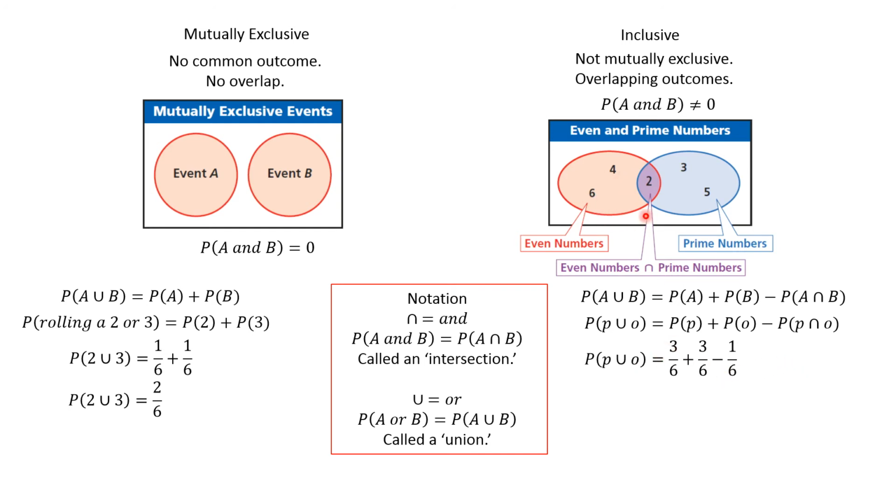But 3 over 6 for even, 3 over 6 for prime, then minus the 1 over 6 for the overlap where it's both even and prime, because we just counted the 2 twice. I can clarify that if needed with an accurate example there. It's horrible. Absolutely horrible. But anyway, add one, plus add the other, and then subtract off the overlap. We're going to look at another one like that.